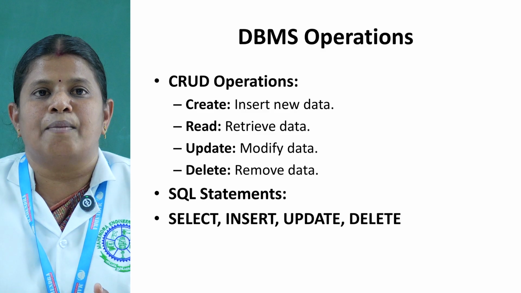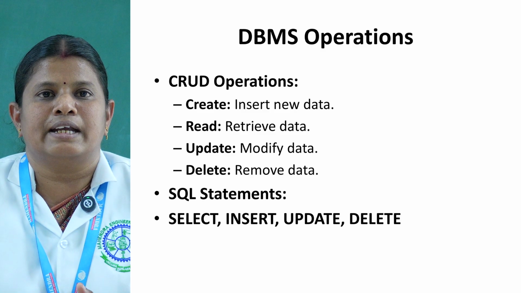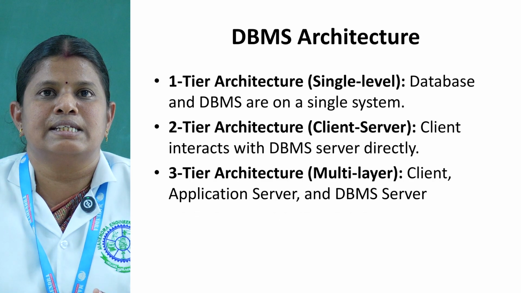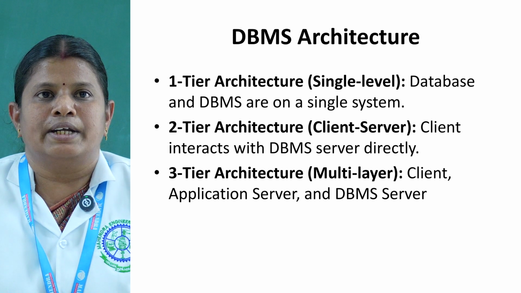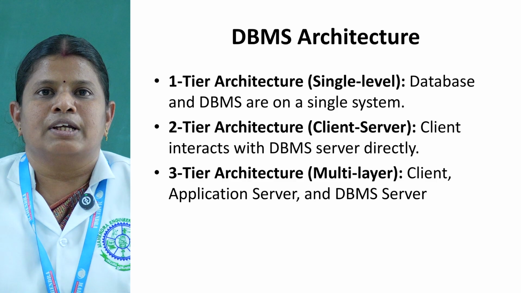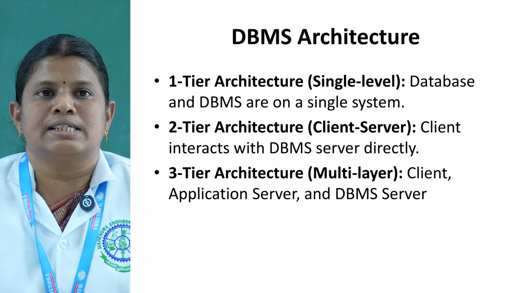You use the update command to modify the data in the database. The delete command is used to remove the data in the database. Next is DBMS architecture. This three-tier architecture is followed in the DBMS. The first one is one-tier architecture, which is single level. The database or DBMS is in a single system.